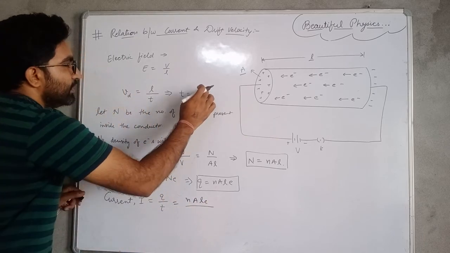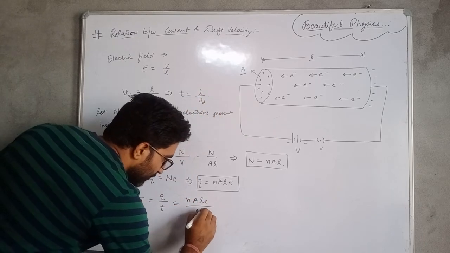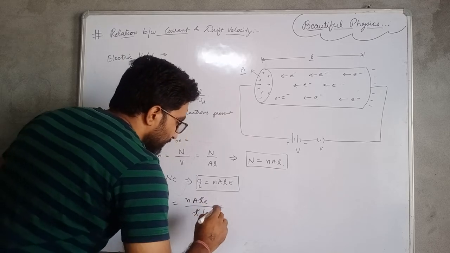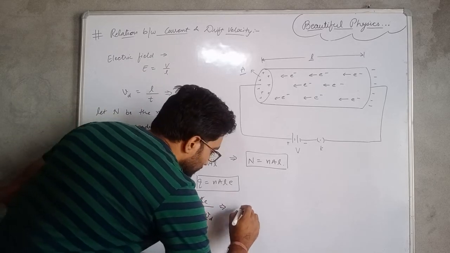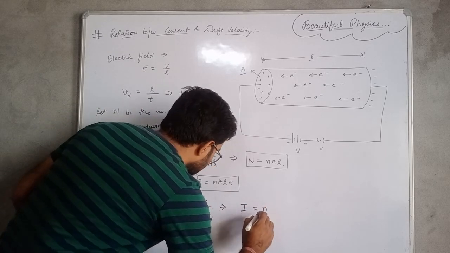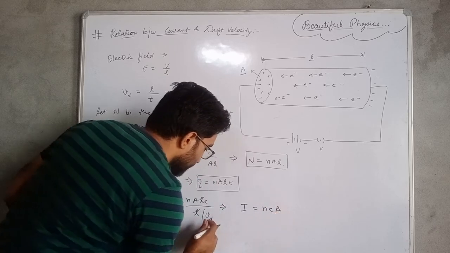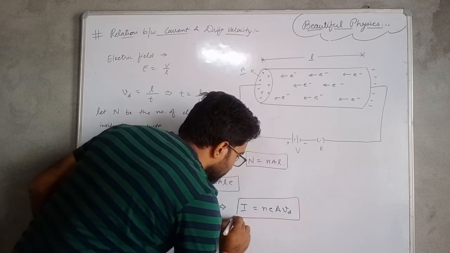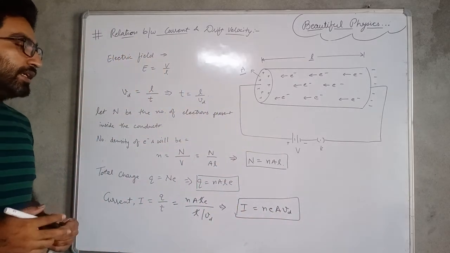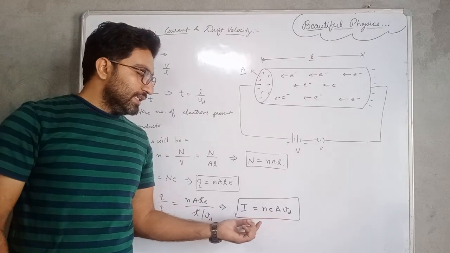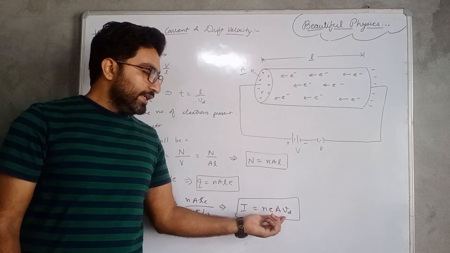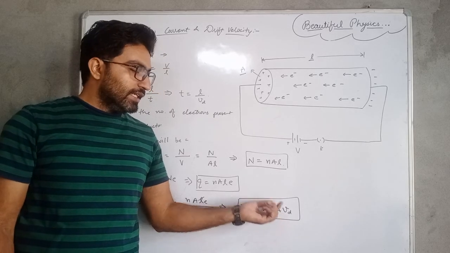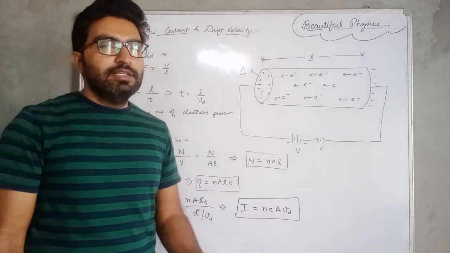and the time is L upon Vd. L cancels, and it will be I is equal to nAeVd, with Vd going upside. So this is the relation between electric current and the drift velocity: current is equal to nAeVd. Here n is the number density of electrons, e is the electronic charge, A is the area of cross section, and Vd is the drift velocity.